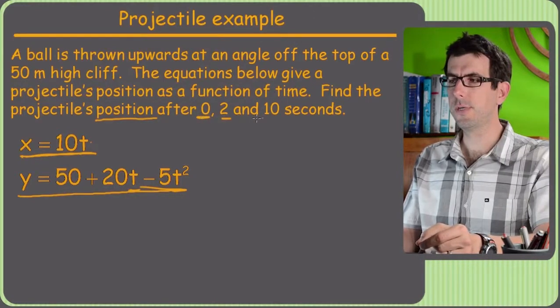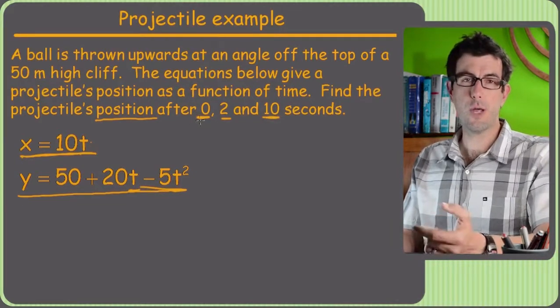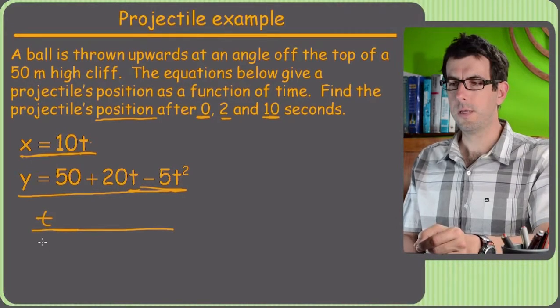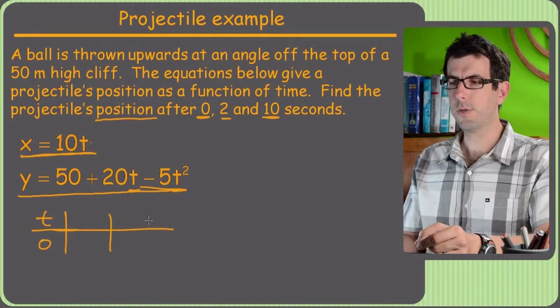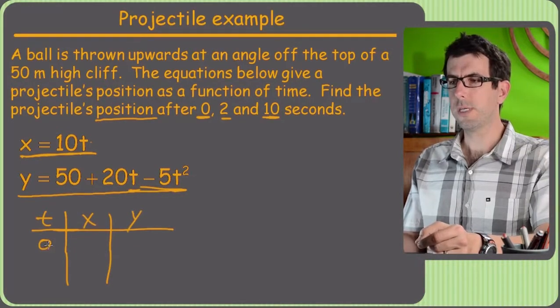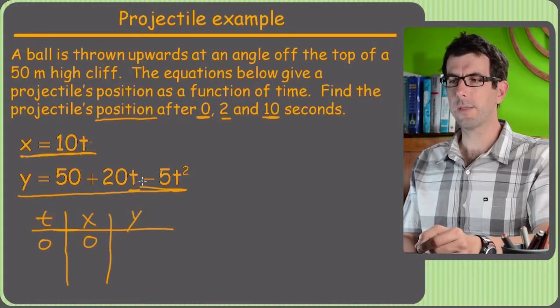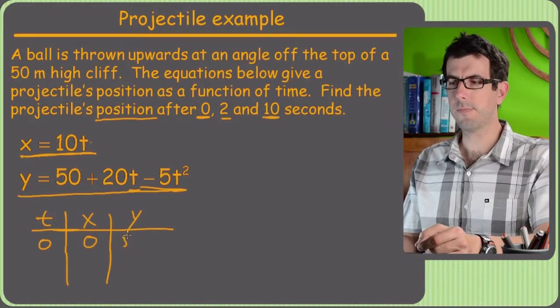So 0, 2, and 10 seconds. So let's just try plugging them in. So when t equals 0, let's just do our usual chart here with x and y. When t equals 0, you plug into the x equation and you just get 0. And you plug 0 into the y equation and you get 50.